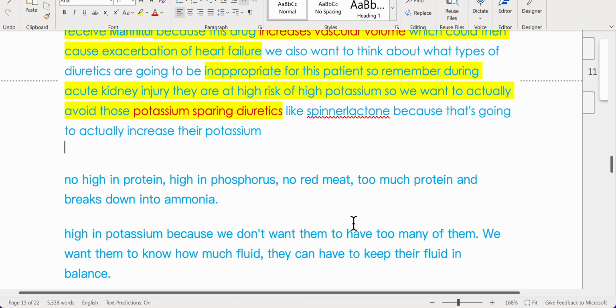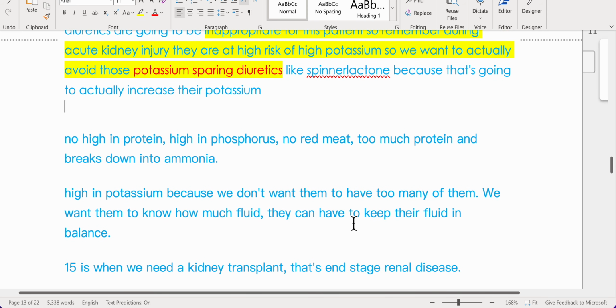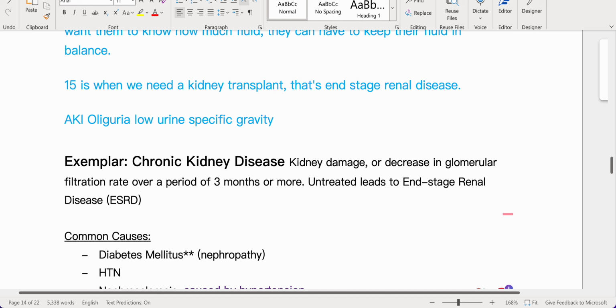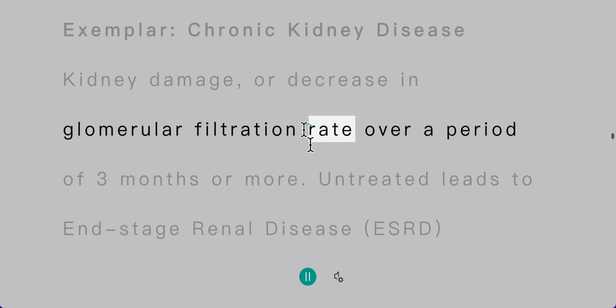AKI: oliguria, low urine specific gravity. Exemplar: chronic kidney disease, kidney damage, or decrease in glomerular filtration rate.